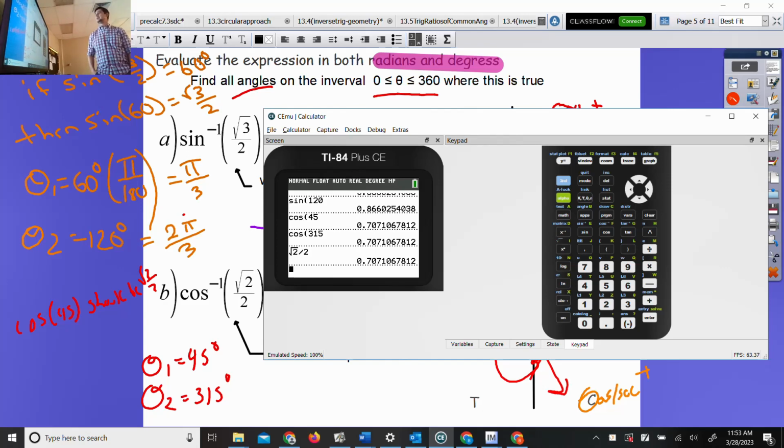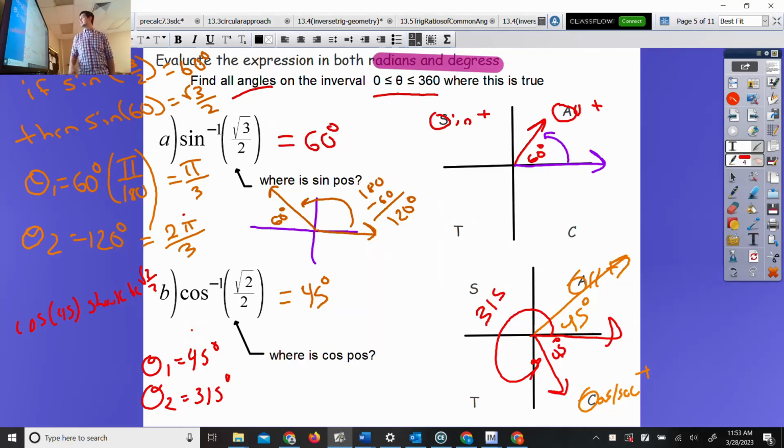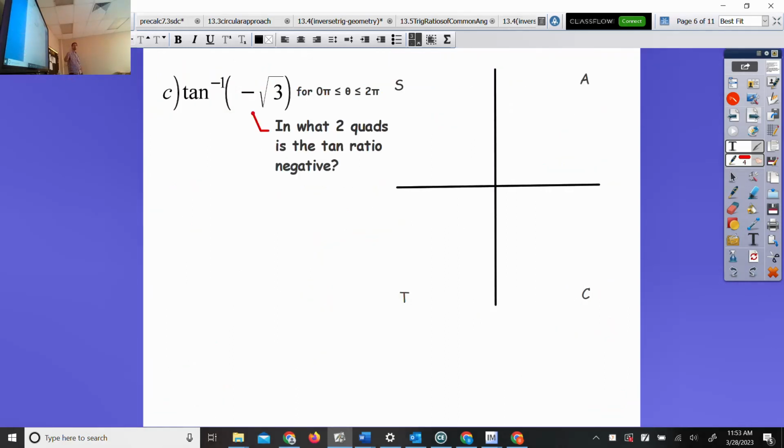All right. What do we got left on here? An arc tangent. And we're going to do one that's a little bit different. There we go. Arc tangent negative root 3. The instruction set changed just a little bit here. You got this little thing up there for 0 pi to 2 pi. What does that mean?